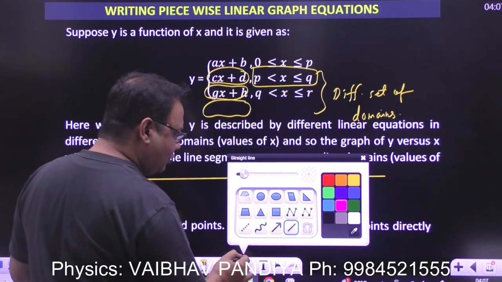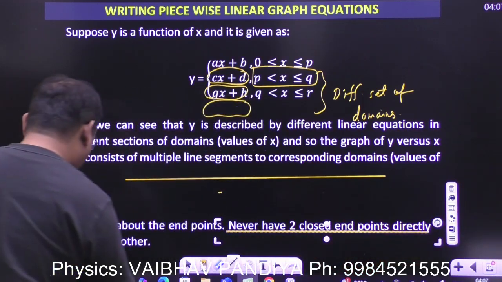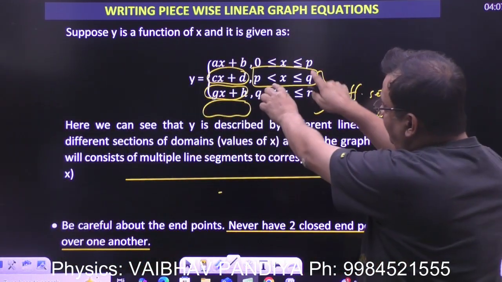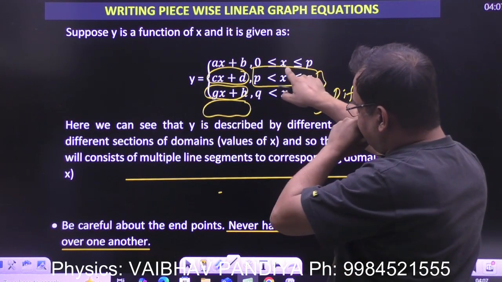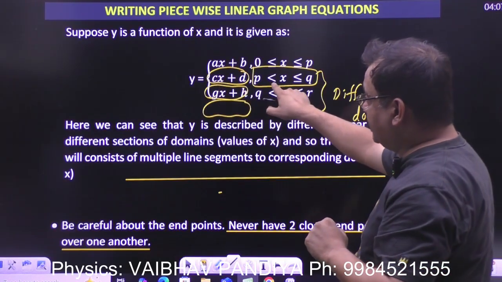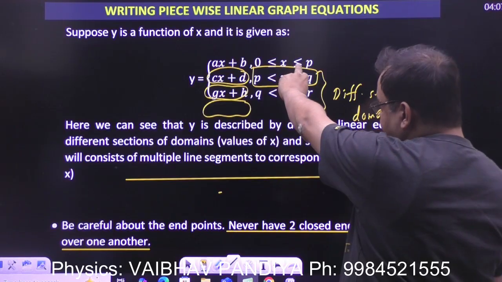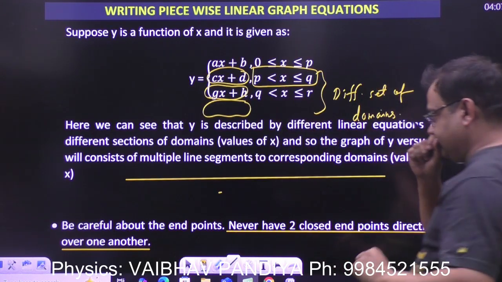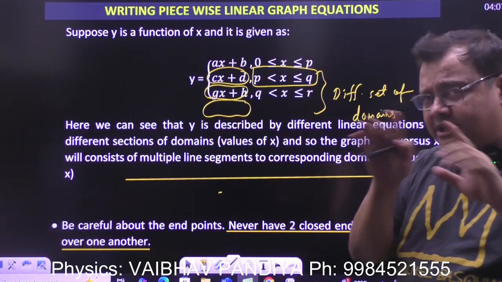Never have two closed endpoints directly one over the other. What it means, see, you cannot have overlapping points. Like, see, when you are attributing the value of x as p to the first equation, you are not including p in the second equation. Here you can see x is less than or equal to p, and here you can see x is greater than p. So you have to be careful about this point.